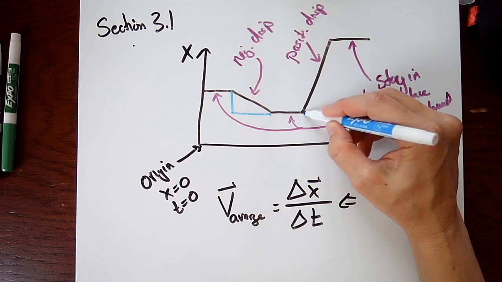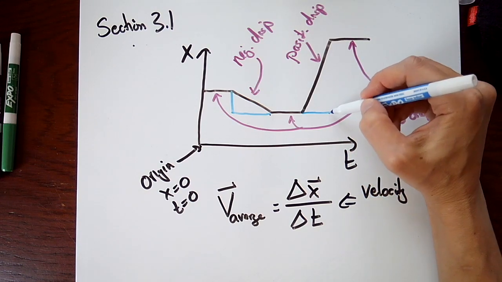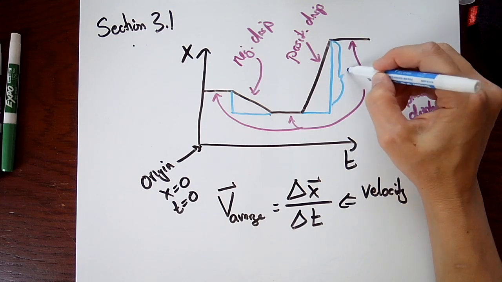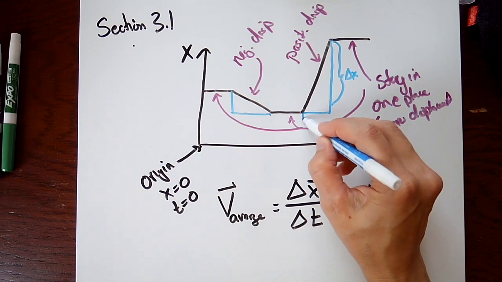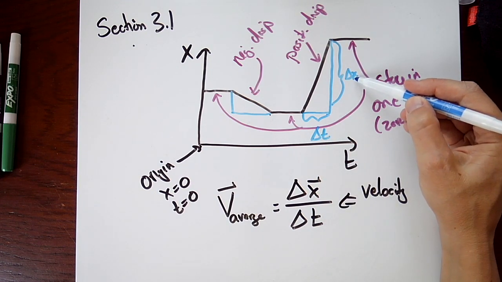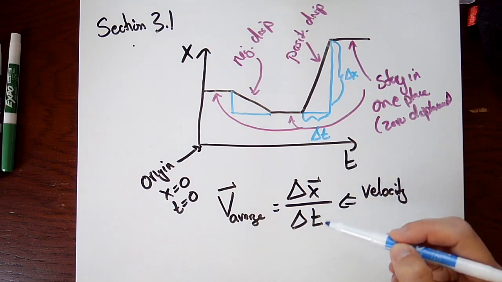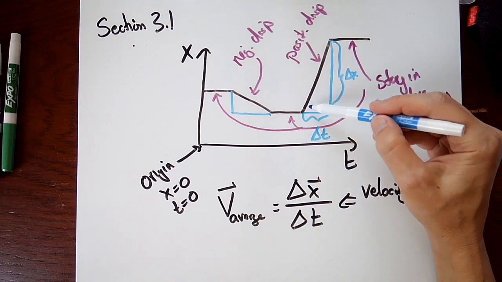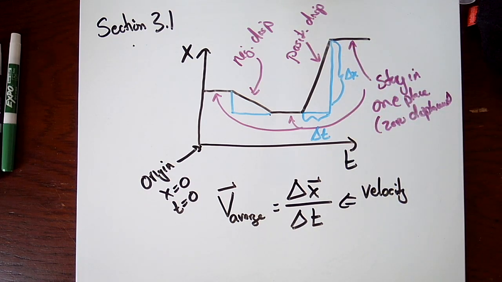Whereas this one, well, that's how long it takes us to do it, and that's how far we go. So that's our displacement, here's the duration, and so delta x is a big number in that case, and delta t is a relatively small number, so we're going to get a big average velocity. So we are traveling quickly in the positive direction here.